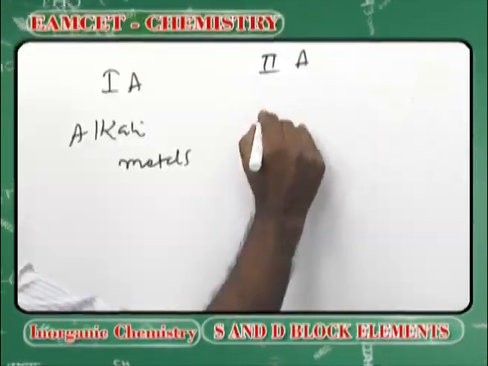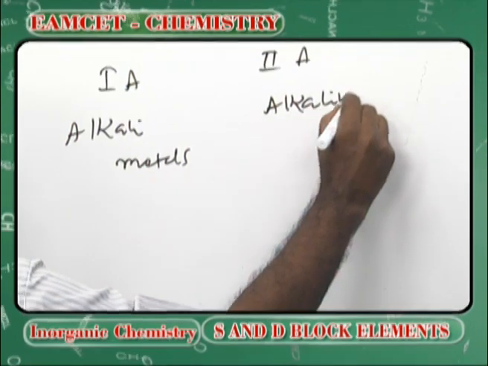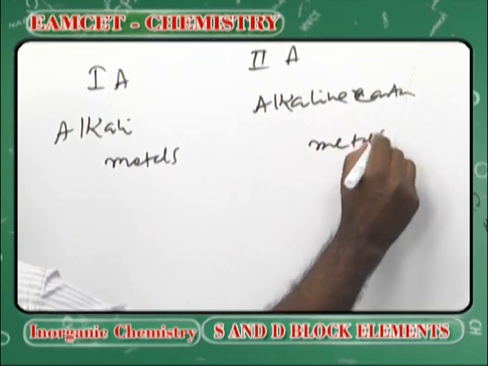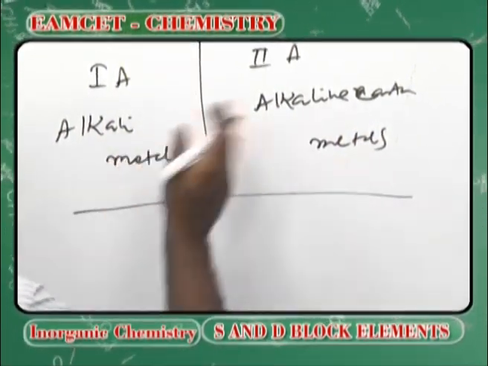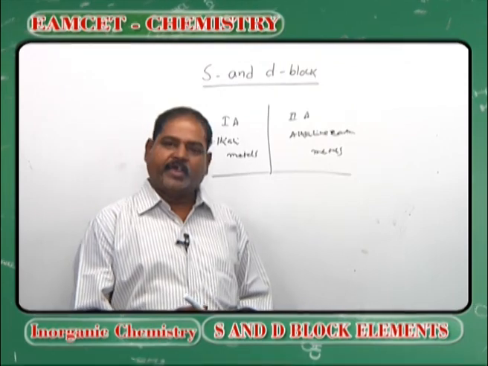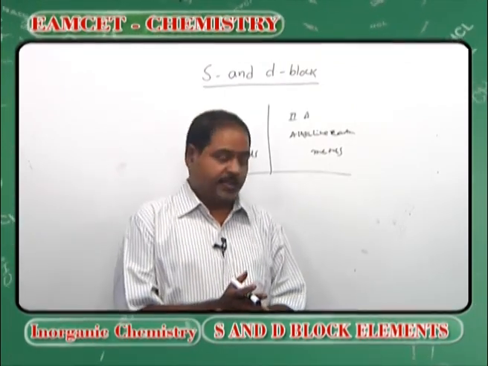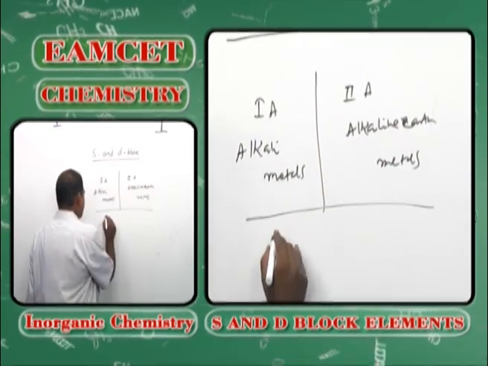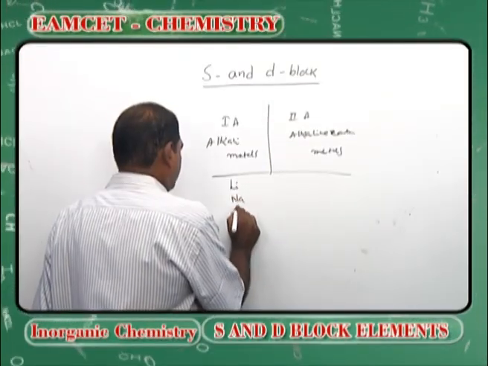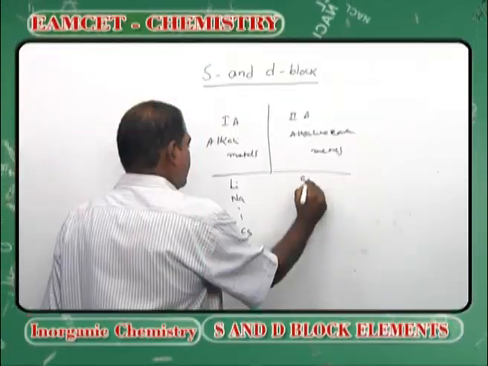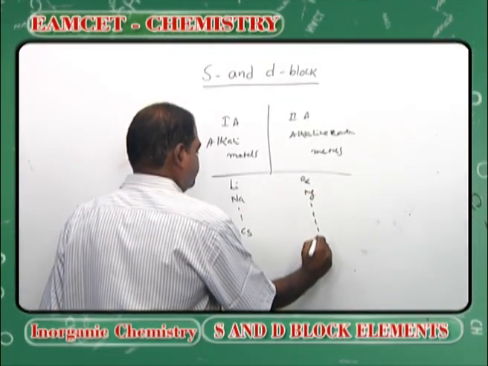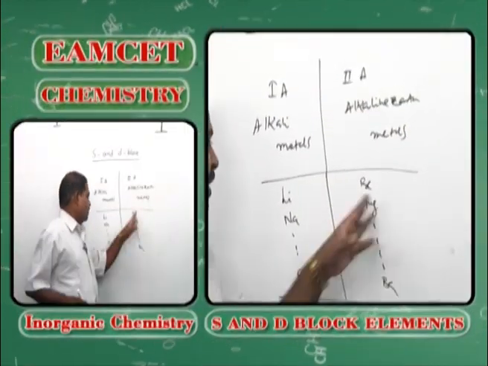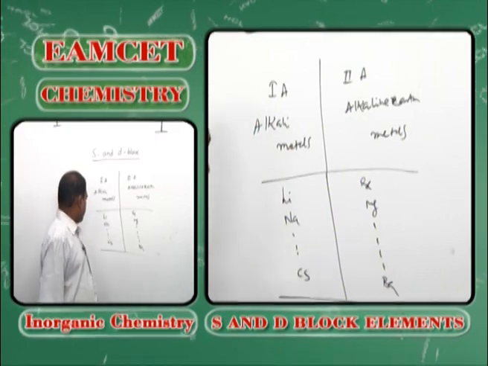Group 2A, alkaline earth metals. You can learn a great deal just by looking at the names. Alkali means basic. Yes, of course, they are basic. Alkali metals are lithium, sodium to cesium; alkaline earth metals are beryllium, magnesium to barium, right? Both are basic, both are alkaline.